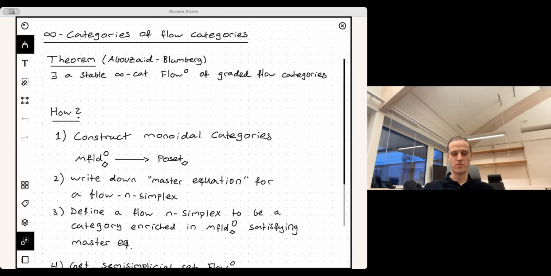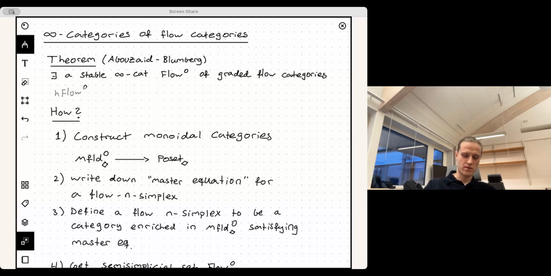Now we're into part 3. Abouzaid and Blumberg construct stable infinity categories of flow categories. So in particular, we have this Flow O that has graded unstructured flow categories. And roughly speaking, H Flow O is the homotopy category of this guy. Not on the nose, but I'm pretty sure you can make this happen.